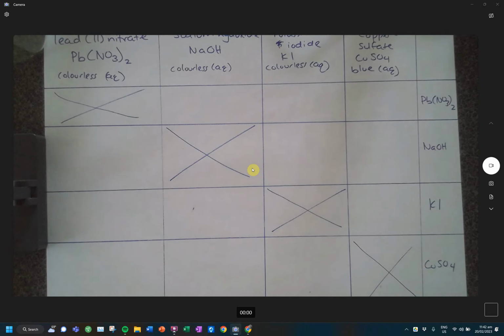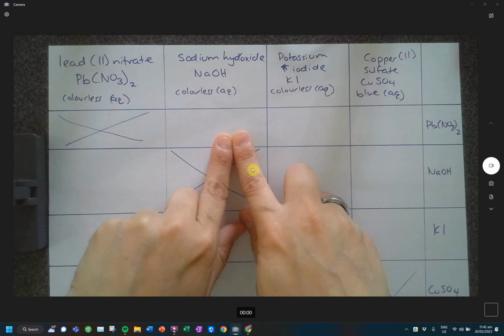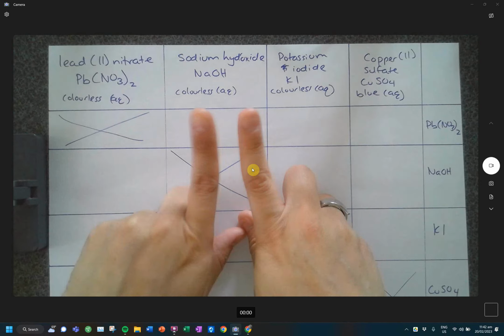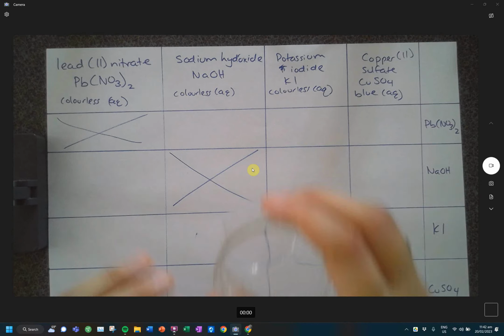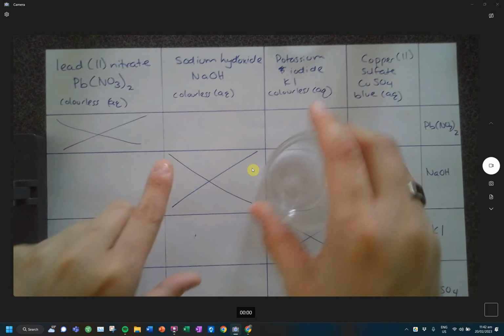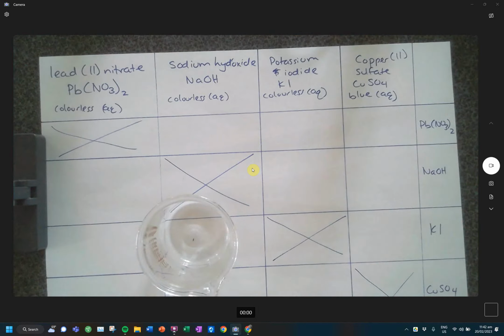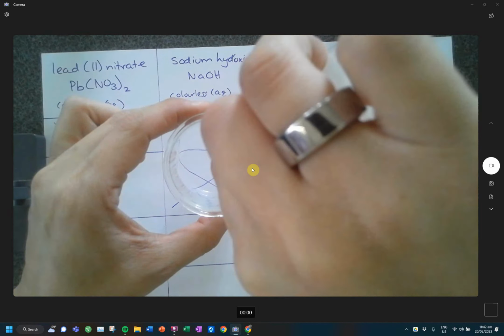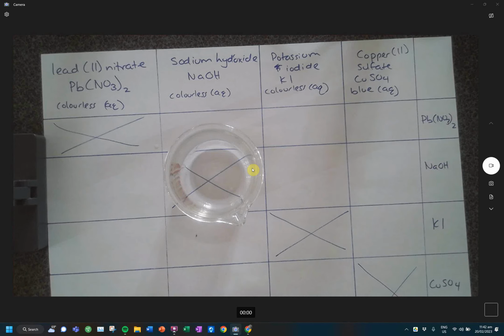All right. So what you guys are going to be doing in a moment is you are going to take your two intersecting solutions, just like you would as a Punnett square, and mix them together to see if a precipitate forms. I'm doing mine in a beaker to make it a little bit easier for us to all see. So I'll do the first one here. We have sodium hydroxide. So I'm going to put that into my beaker, like so. You are obviously going to use test tubes for yours.